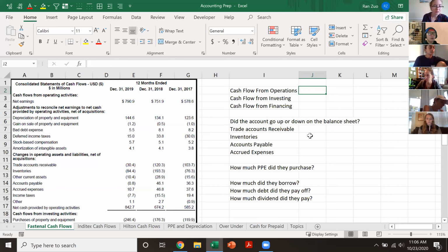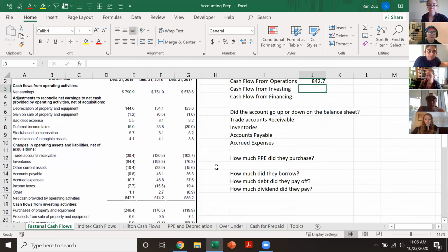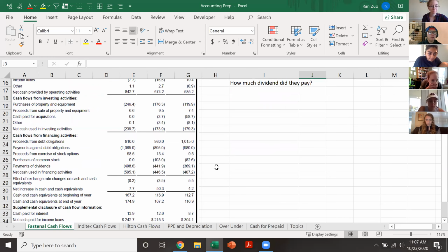What is net cash provided by operating activities? Is it the 842.7? Yeah, very good. This one down here, 842.7. Nice. Does anybody have questions on that? Does that make sense? So far, we're just identifying. Cash flow from investing, let me scroll down. It's a negative 239.7. Very good.